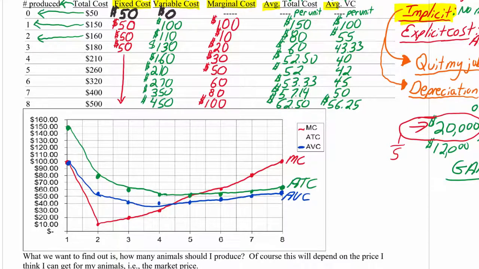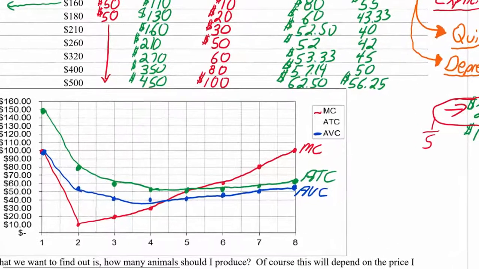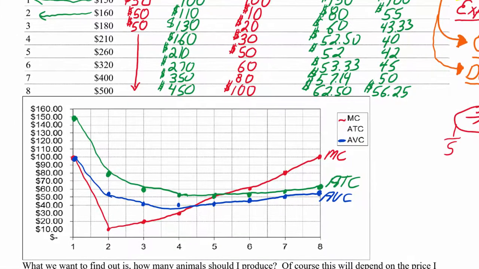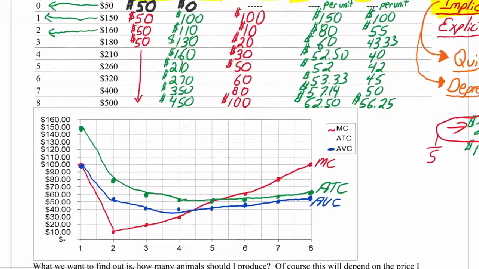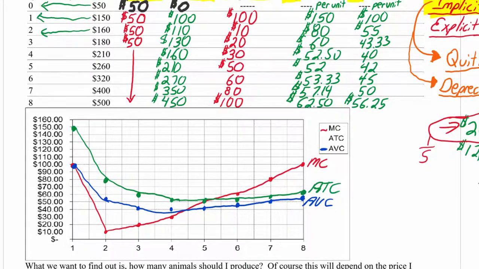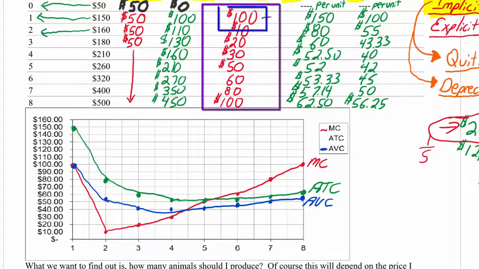All right. Now let's talk about the shapes and the patterns that we see in these graphs. First, marginal cost. We can refer back to the table as we do it. Some people are more comfortable with tables. Some people are more comfortable with graphs. But when we look at marginal cost here, we see that marginal cost of the first unit is extremely high. So when we make that first one, it costs a lot of money. But then the second and the third one don't cost nearly as much.